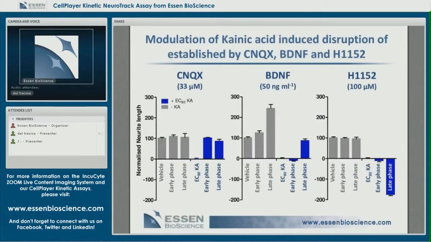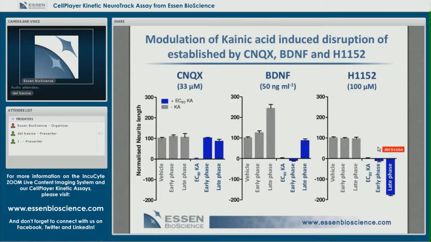These data are summarized on this bar chart, where with normalization to the vehicle controls and defining the effect of kainic acid as 100%, what we observed was that CNQX by itself had no effect on the early and later time points in the assay, the neurite formation and neurite stabilization. Kainic acid ablated this, and if we separated the post kainic acid treatment into 2 phases, early and late, each could be fully reversed or inhibited by CNQX. BDNF in its own right augmented the neurite formation in these cell neurons, had no effect on the kainic acid immediate response, but the later phase response could be partially inhibited.